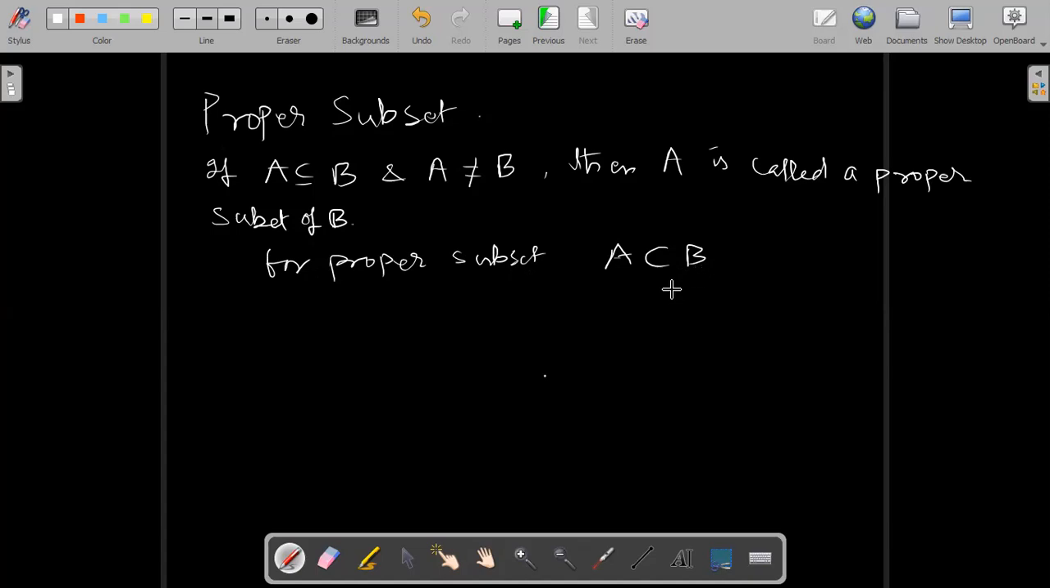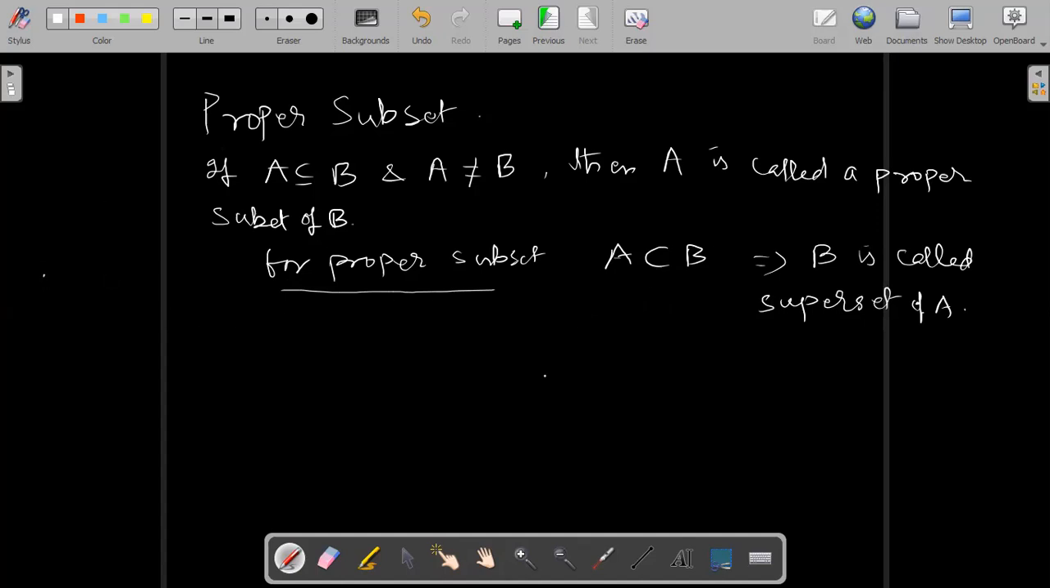So if A is a subset of B, A is called the subset of B, and B is called the superset of A. For proper subset only, A is a subset of B, you know that. Now B is also said to be the superset of A. B is called the superset of A. So if A is a proper subset of B, then A will be less than B.